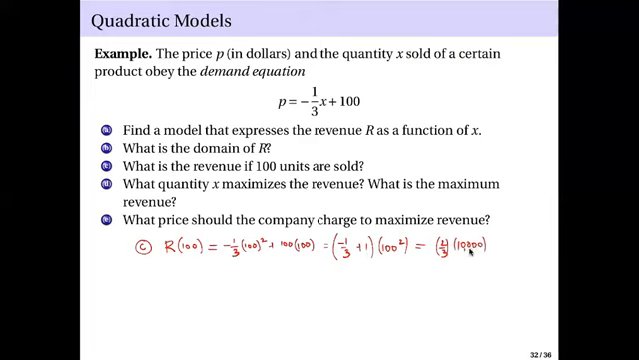So try to calculate. This is 6,666 point, let's round this off to 67. That's the revenue. Okay?